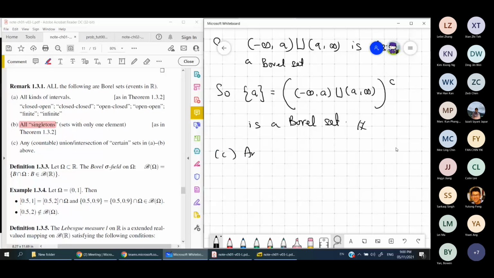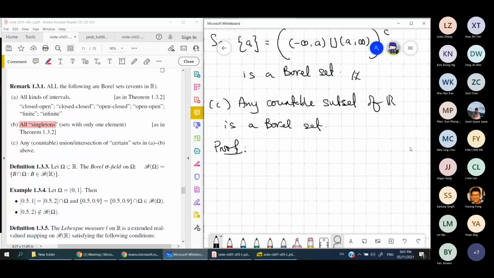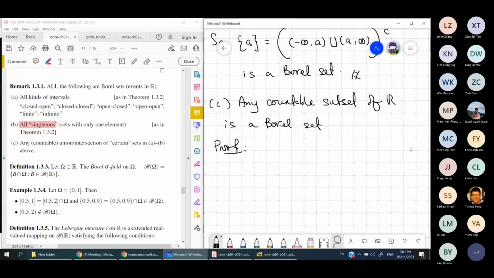Any countable subset of R is a Borel set. Why? Let's check this. It's quite easy, because let's say A is A1, A2, A3, A4, and so on, a countable subset of R.